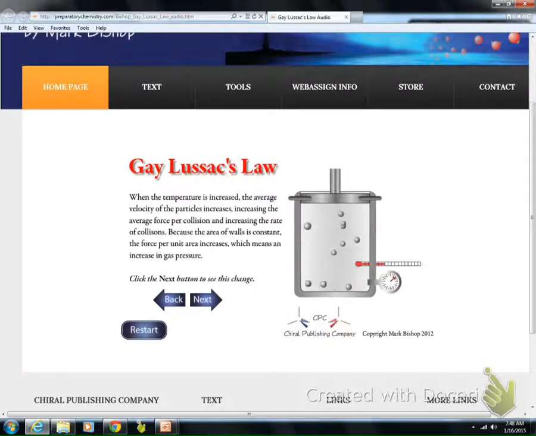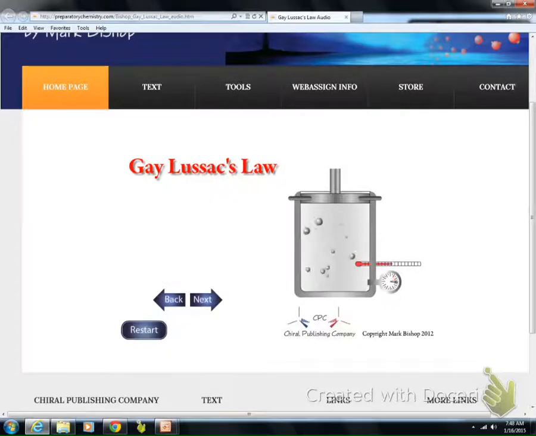As we look at the example here, when the temperature is increased, the average velocity of the particles increases, and it increases the average force per collision. It increases the rate of collision. Anytime we increase the temperature, our particles are going to move faster because the kinetic energy is increasing. Because of that, and because those molecules are going to hit the side of the container more, they are going to increase the pressure, especially since we're keeping the volume constant.